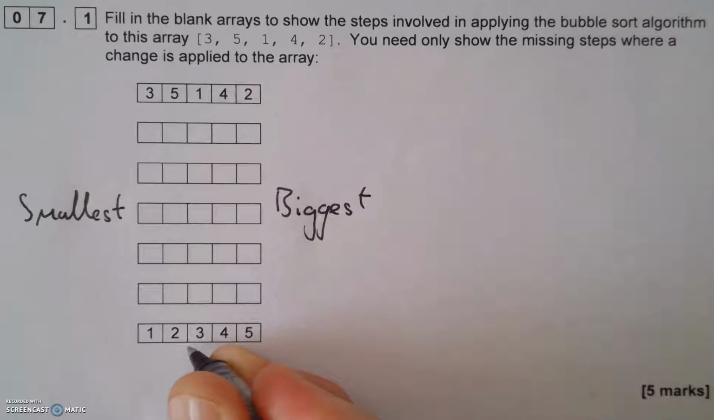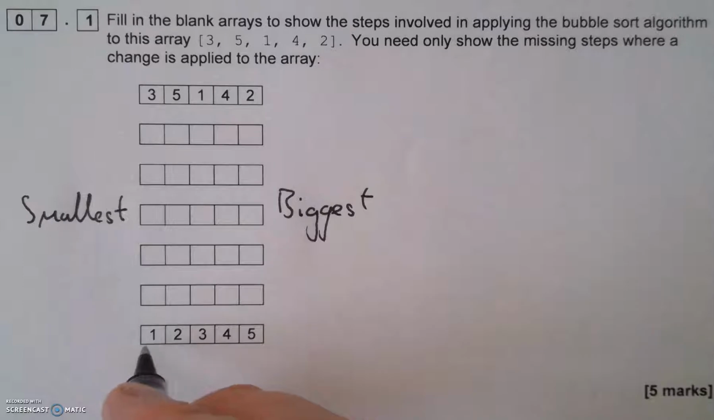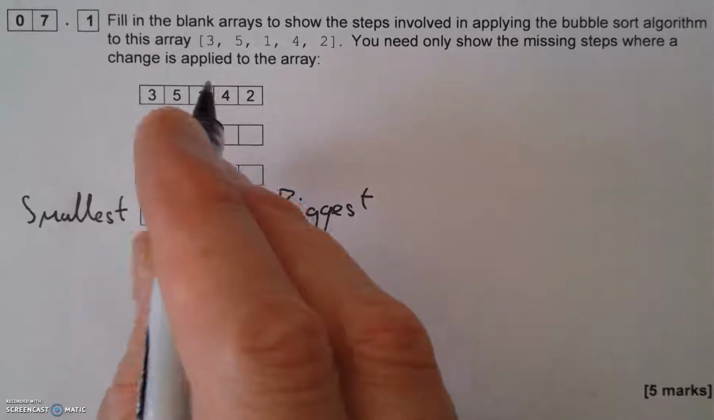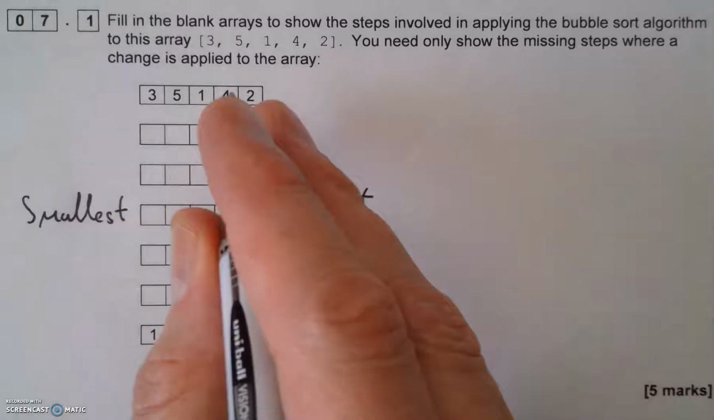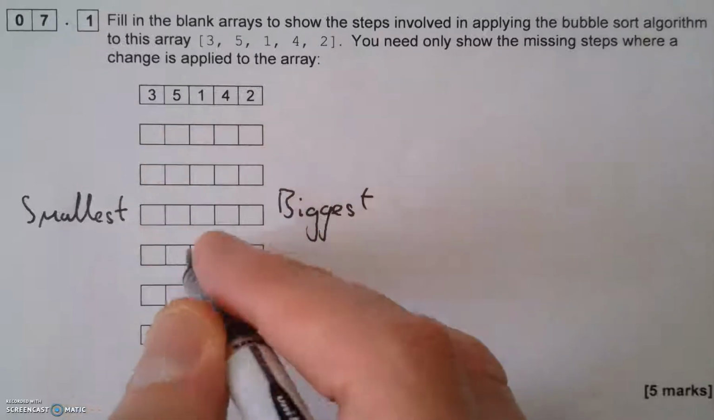And in my question I'm given a big clue as to how it needs to be sorted. So it needs to end up that I've got 1 here and it goes 2, 3, 4, 5. So they're sorted in order there. So I've got these spaces in order to be able to do the bubble sort, and I need to fill in the gaps.